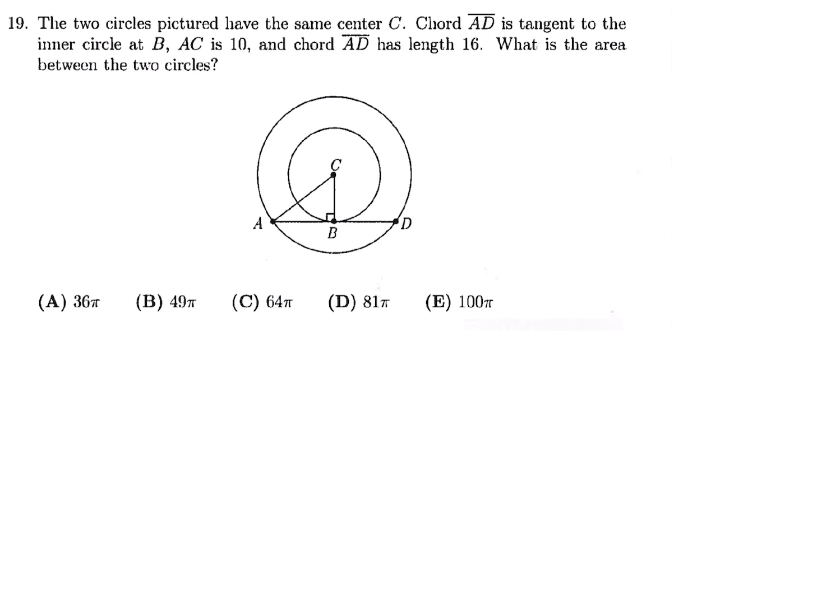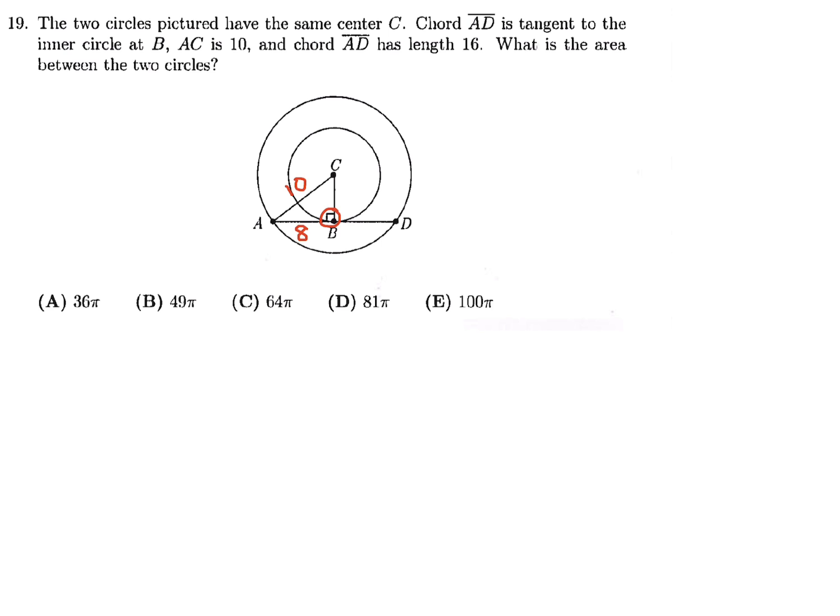Two circles pictured have the same center C. Chord AD is tangent to the inner circle at B. AC is 10 and chord AD has length 16. What is the area between the two circles? AC, they tell me, is 10, so this distance is 10. And then let's see here, AD, they tell me is 16, so half of that will be 8.